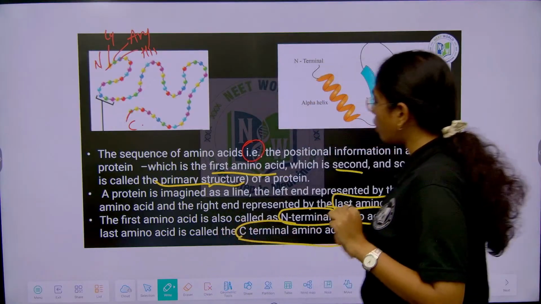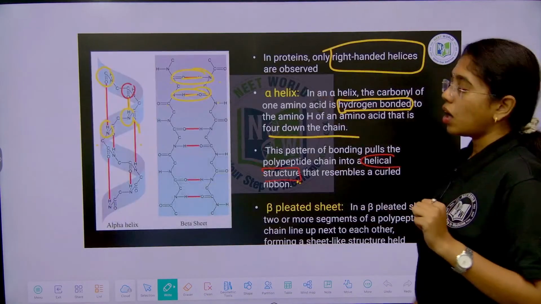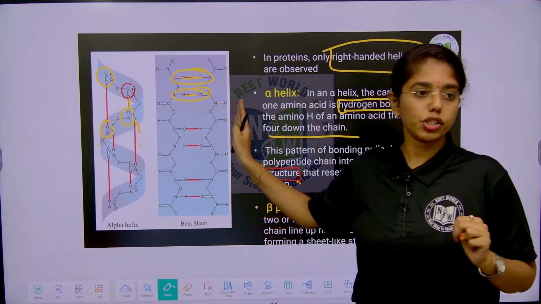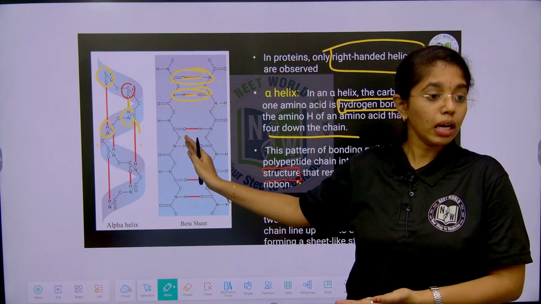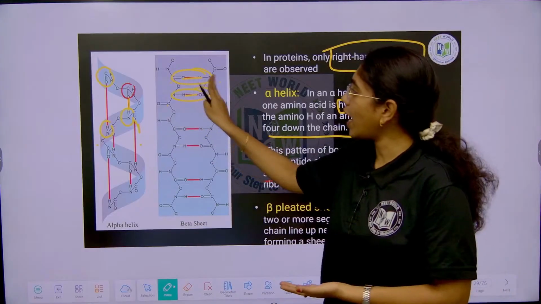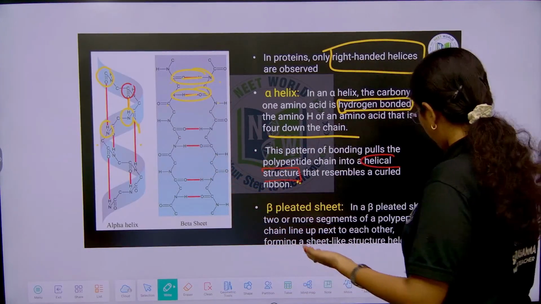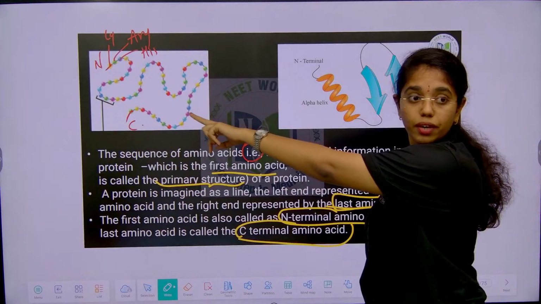Secondary structures are of 2 types. What are they? Alpha helix and beta pleated sheets. Here also you have peptide bonds, but along with the peptide bond you have a hydrogen bond, right? Primary structure is clear to everybody, right?